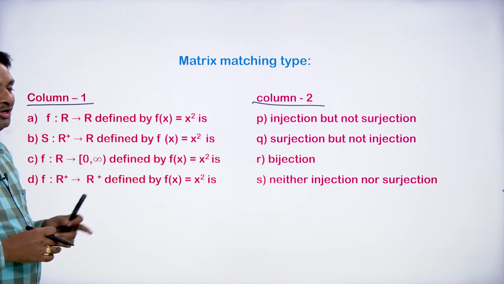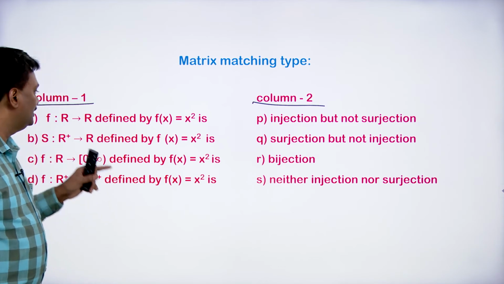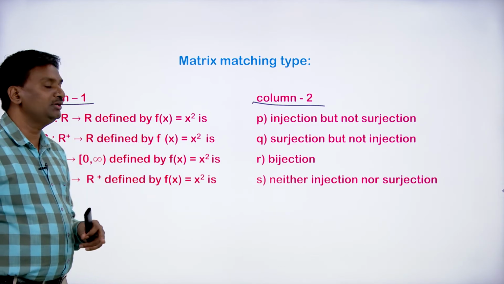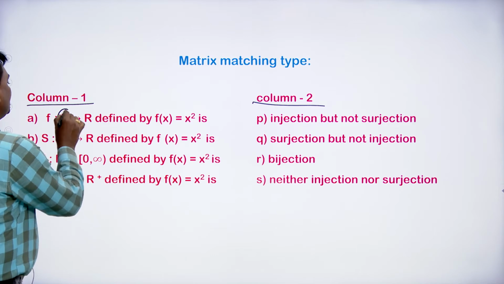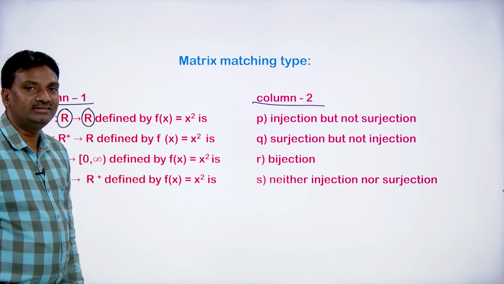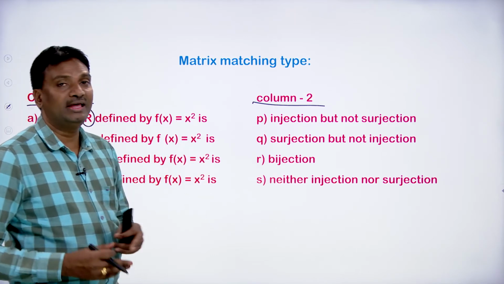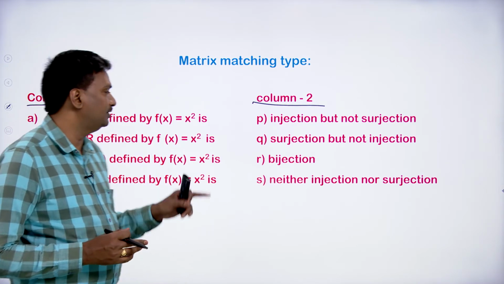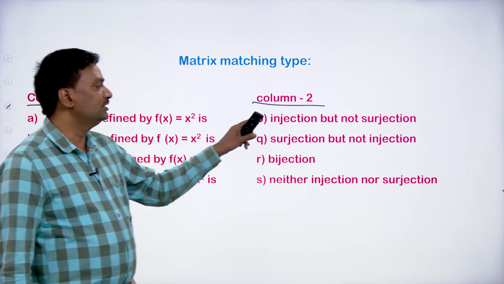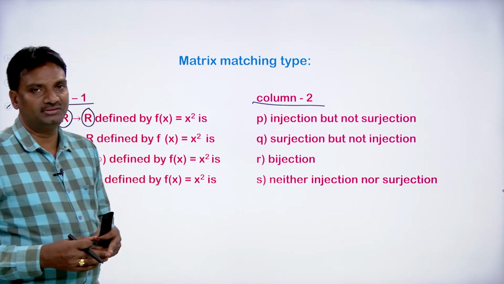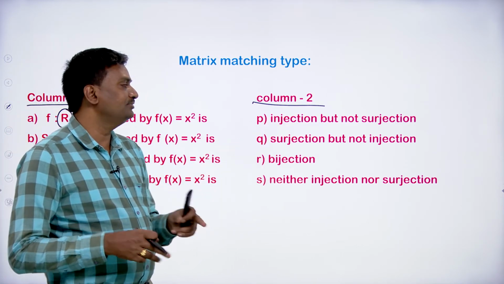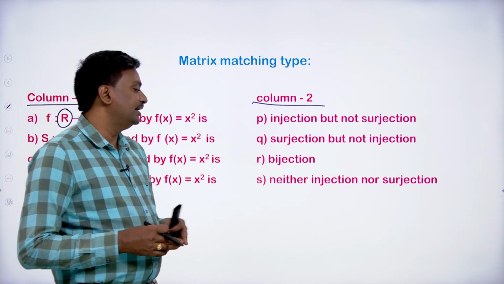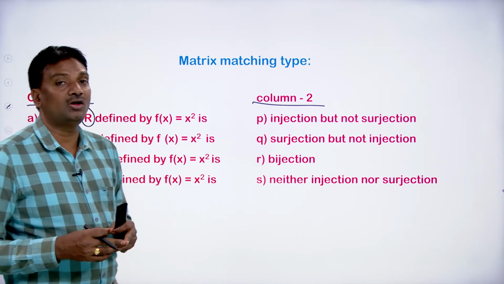Here, by observing the questions in column 1, the first question is A. f maps R to R, defined by f(x) equal to x square, where the domain is the set of all real numbers and the codomain is also the set of all real numbers. Then f(x) equal to x square is... The options given are: P, injection but not surjection; Q, surjection but not injection; R, bijection; S, neither injection nor surjection.